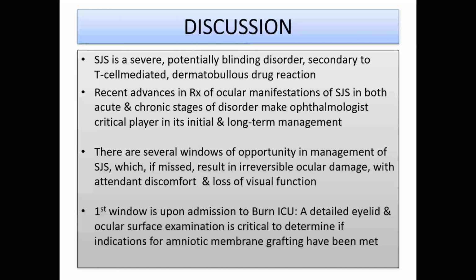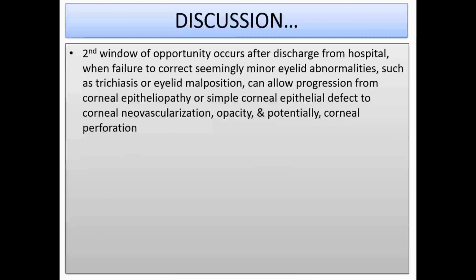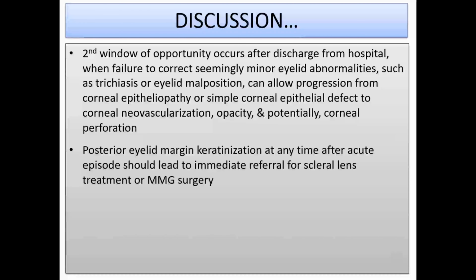First window is upon admission to burn ICU. A detailed eyelid and ocular surface examination is critical to determine if indications for amniotic membrane grafting have been met. Second window of opportunity occurs after discharge from hospital, when failure to correct seemingly minor eyelid abnormalities such as trichiasis or eyelid malposition can allow progression from corneal epitheliopathy or simple corneal epithelial defect to corneal neovascularization, opacity, and potentially corneal perforation. Posterior eyelid margin keratinization at any time after acute episode should lead to immediate referral for scleral lens treatment or mucous membrane graft surgery.